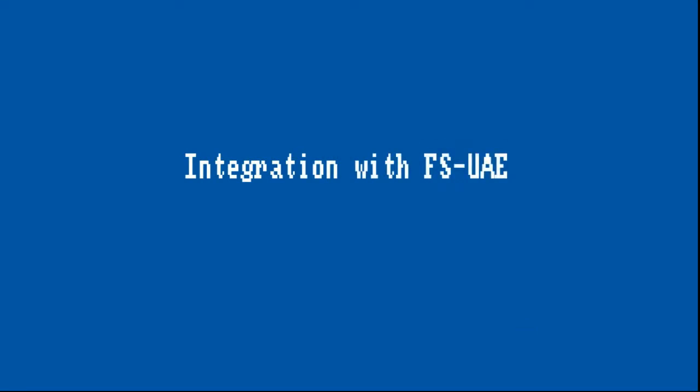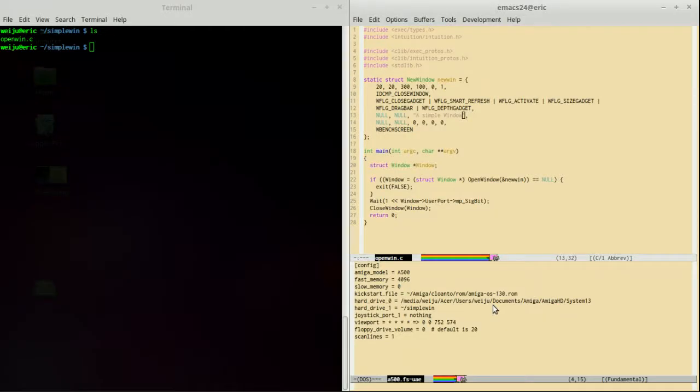In order to test the installation, I will now compile and run a small test program that opens an Intuition window on the Workbench screen. In my editor, I have the C program which opens the Intuition window. Below is the FS-UAE configuration file that mounts our development directory SimpleWin as a UAE hard drive. This has the advantage that I can instantly execute the program in the emulator after I compiled it on the host machine. I will now compile the program.